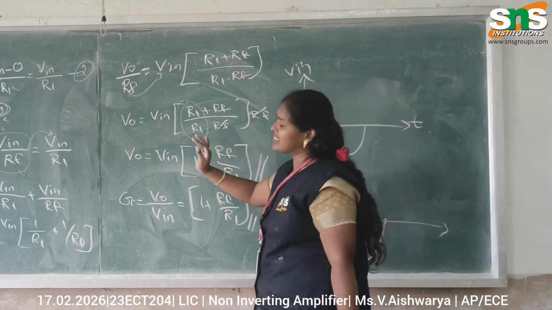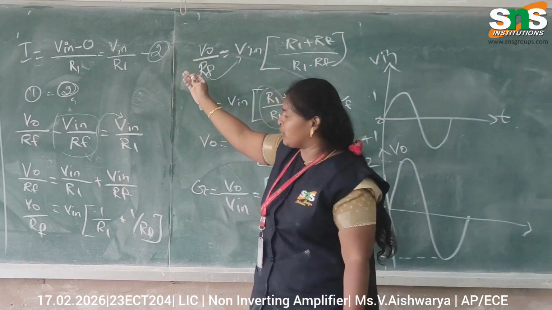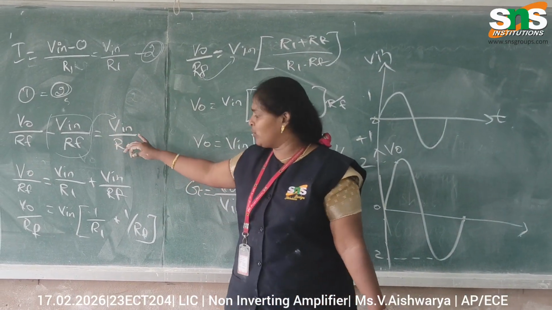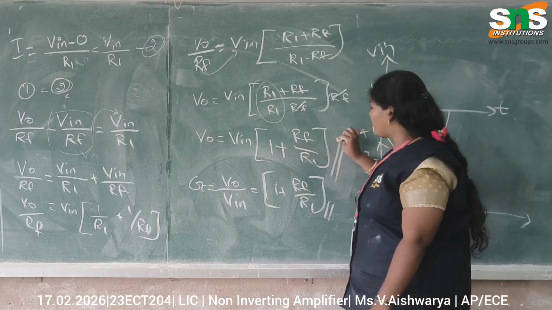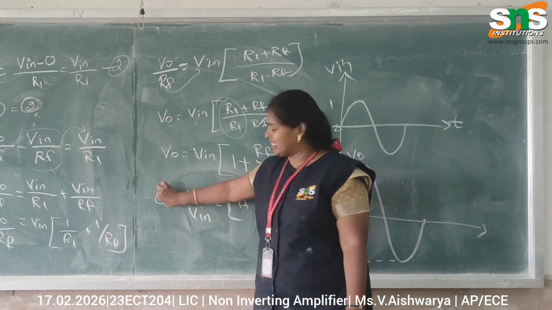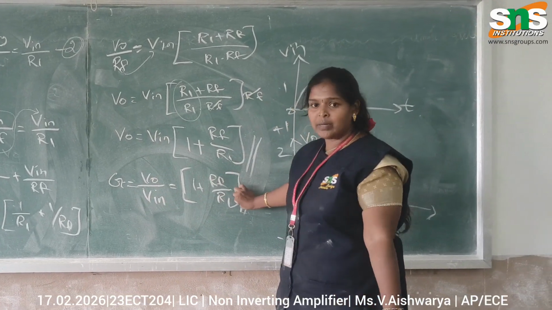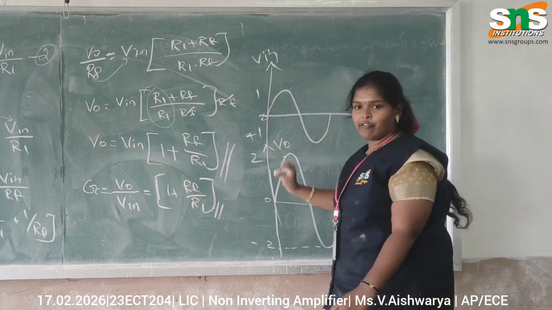Firstly we have to draw the diagram, then calculate the current value, then equate the current values, and only then we find the output voltage like this. After that we write the gain value, that is V0 by Vin equals 1 plus Rf by R1. Then we write the waveform.